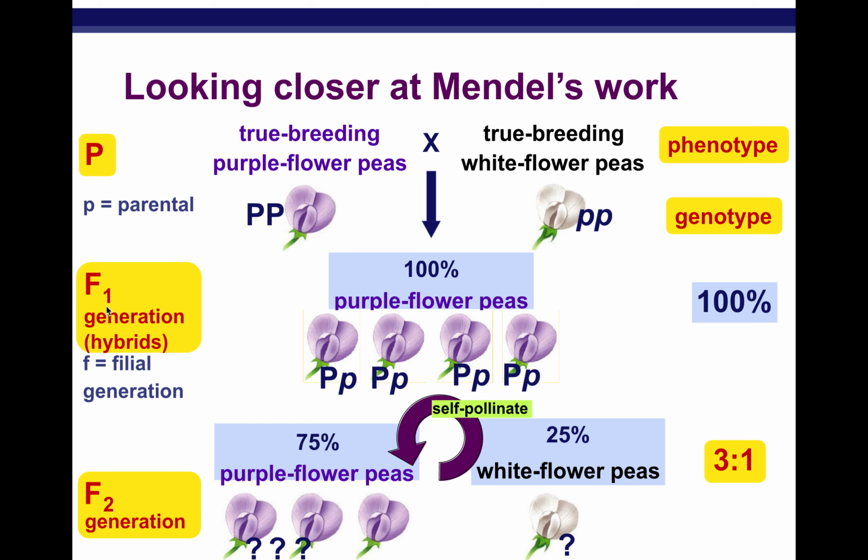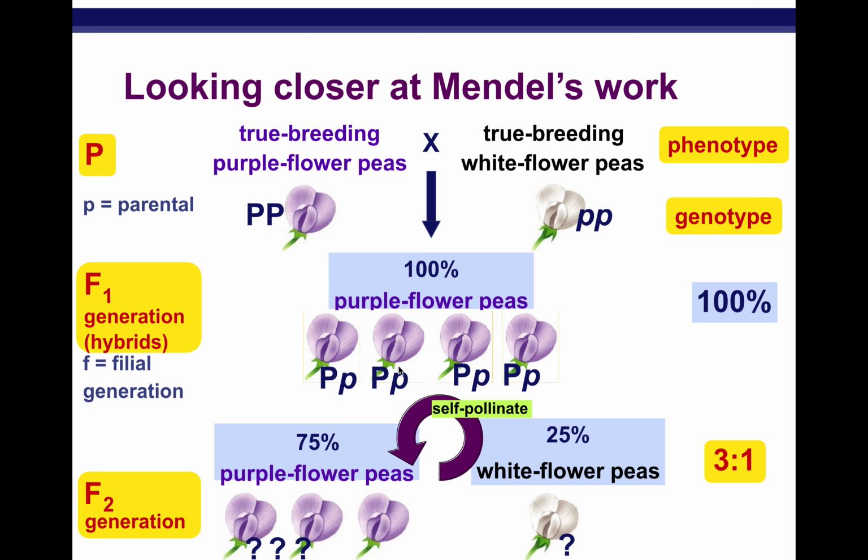But then the F1 generation between these two parents, because you're guaranteed one parent will only pass on the purple flower allele and one parent will only pass on the white flower allele, you're going to end up with hybrid, or heterozygous, children with a purple flower allele and a white flower allele. That's the F1 generation.